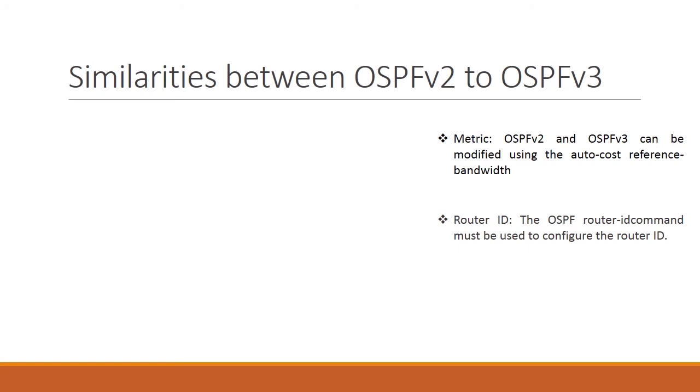Similarities between OSPFv2 and OSPFv3. Link state: OSPFv2 and OSPFv3 are both classless link state routing protocols. Routing algorithm: OSPFv2 and OSPFv3 use the SPF algorithm to make routing decisions. Metric: the RFCs for both OSPFv2 and OSPFv3 define the metric as the cost of sending packets out of the interface. Areas: the concept of multiple areas in OSPFv3 is the same as in OSPFv2. OSPF packet types: OSPFv3 uses the same 5 basic packet types as OSPFv2.